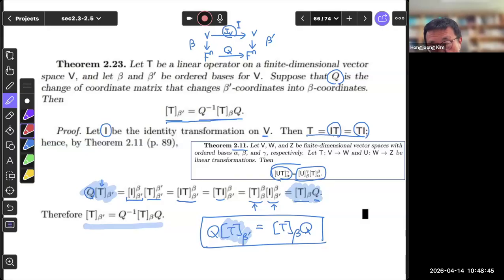On the right, Q first changes the basis. And then we consider this a linear transformation where beta is used as a basis for the domain and codomain.